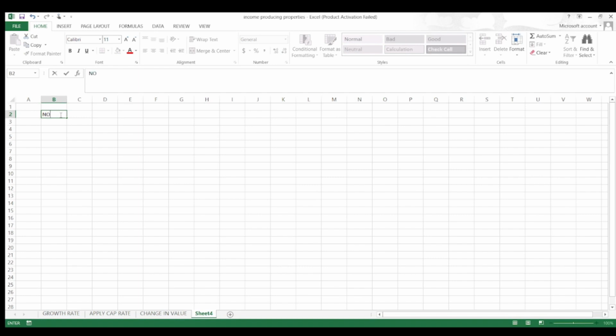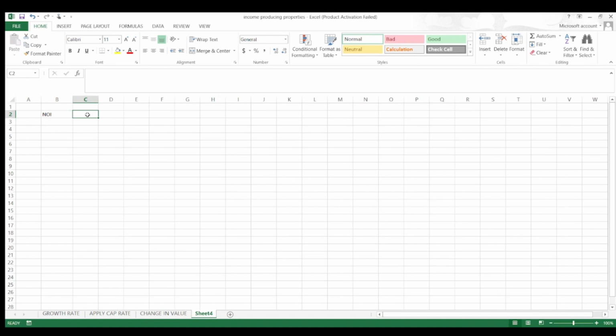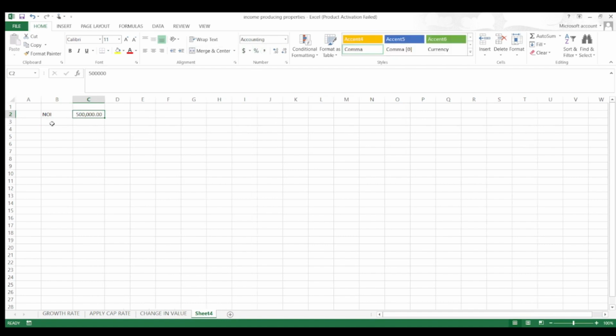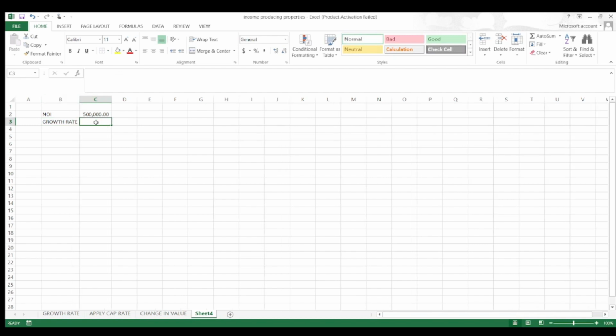Now we have our net operating income as 500,000. What we also know is our growth rate, which is 3%. And then our IRR, or expected rate of return, is 13%.